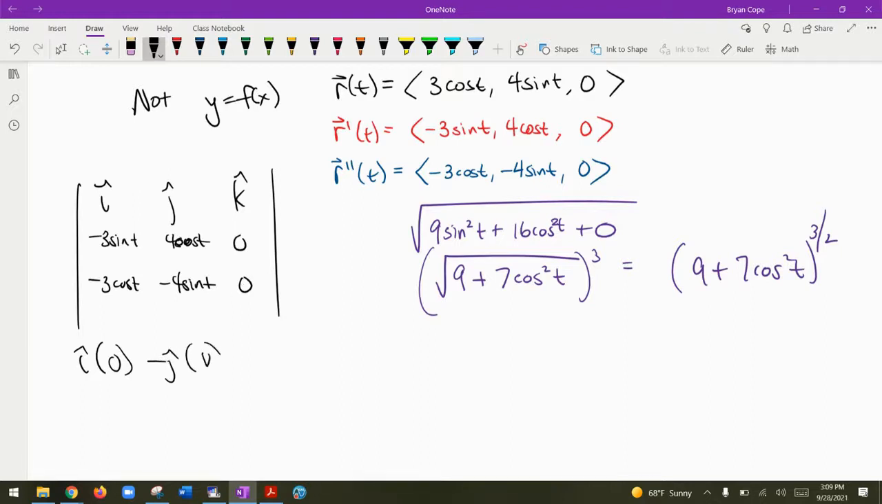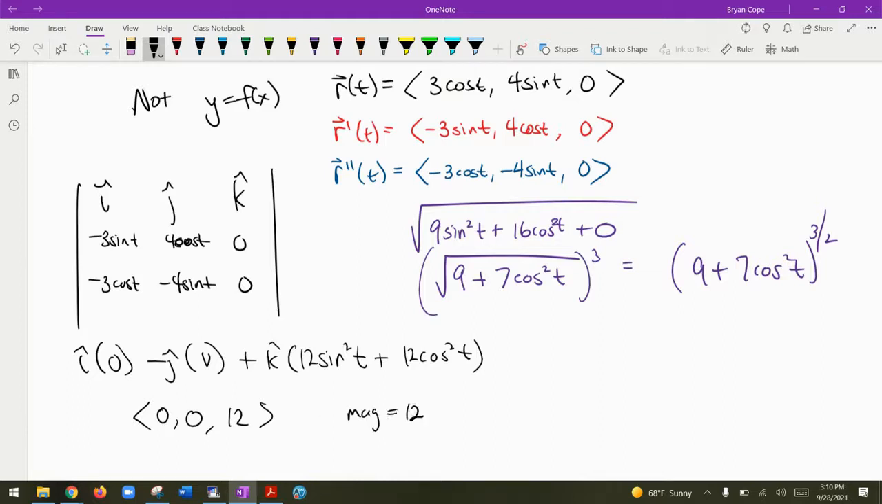Oh, it's not bad. Look, so many of them are 0. Wait, for these formulas to work, you have to treat the two-dimensional vectors like they're three-dimensional. Yep, you can't just cross a two-dimensional vector without the k. There's no such thing as a cross product of two-dimensional vectors. Okay, no mistakes here, right? It's just 0, 0, 12, the magnitude of which is 12. Sweet. So curvature is equal to 12 over 9 plus 7 cosine squared t to the 3/2.